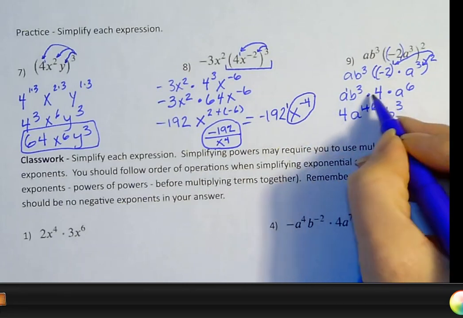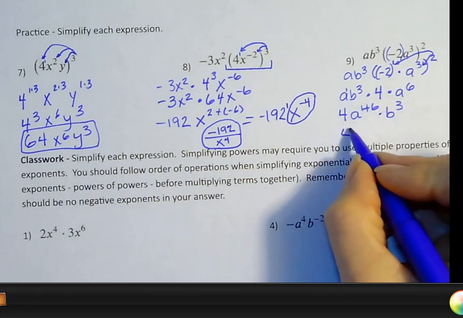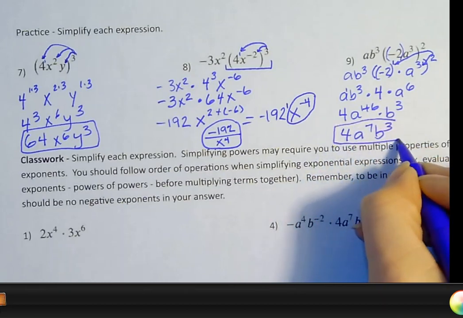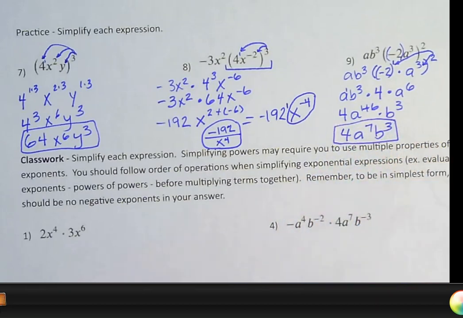So I just kind of did some rearranging, and now here's my final answer: 4a to the 7, b to the third. That is my final answer.